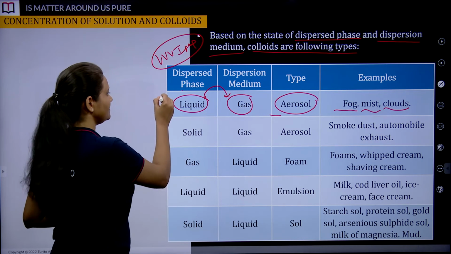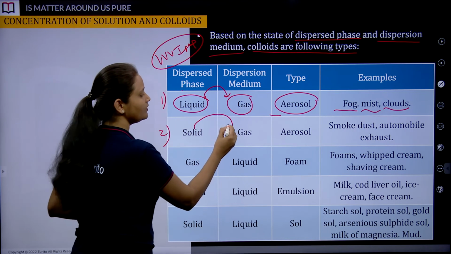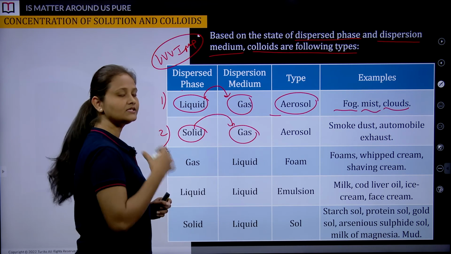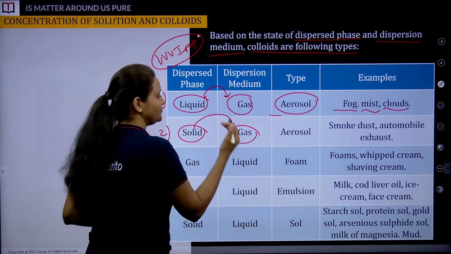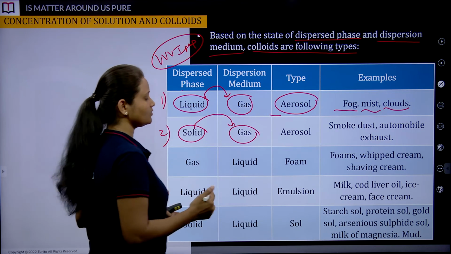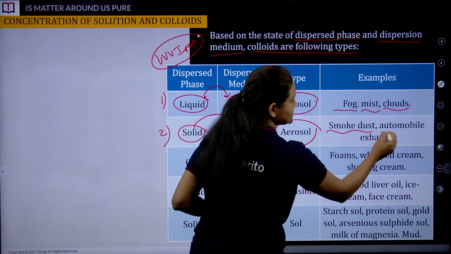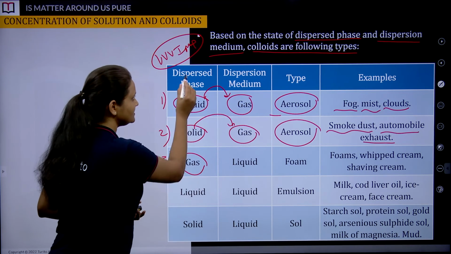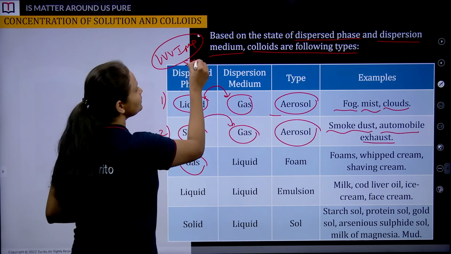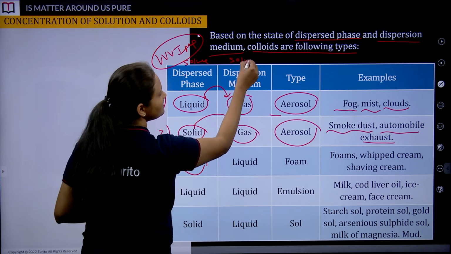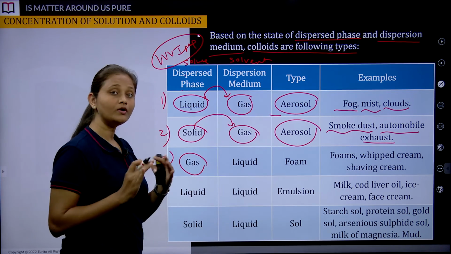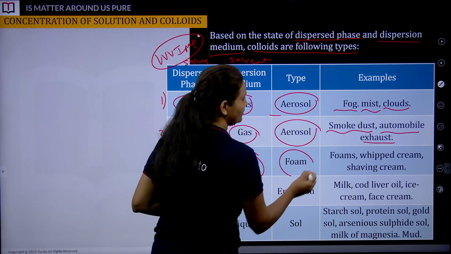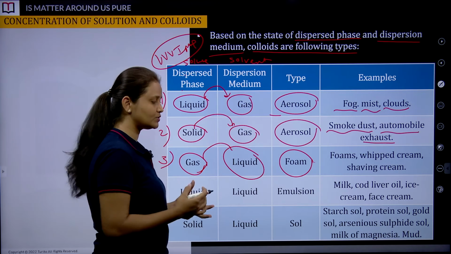Correct? Moving ahead, we have solid in gas. Solid as a dispersed phase is dispersed in the dispersion medium, which is gas. It is an aerosol. Smoke, dust, automobile exhaust are some examples. Moving ahead, we have gas as the dispersed phase. I am going to write solute-like substance, and here these are solvent-like substance. So do not get confused, students. So gas in what? Liquid.